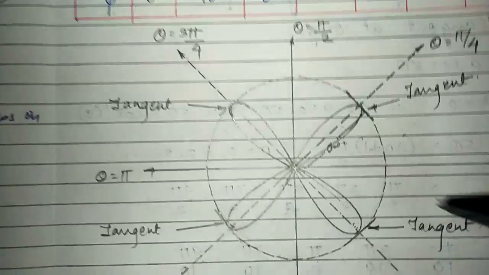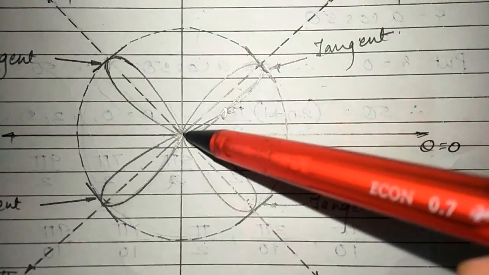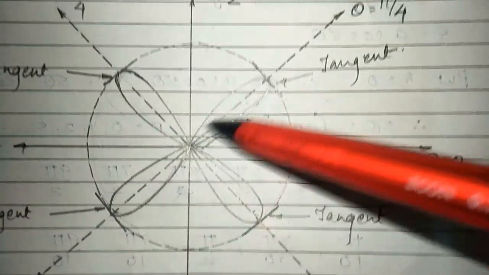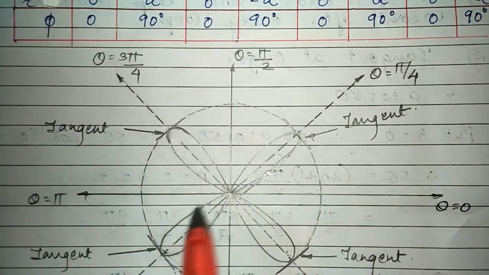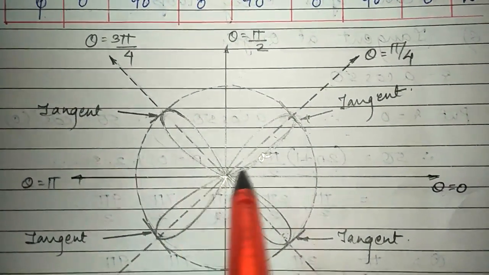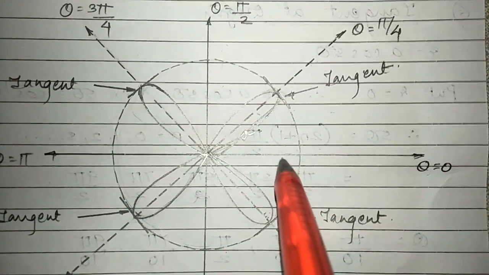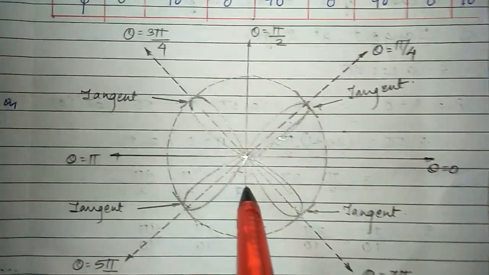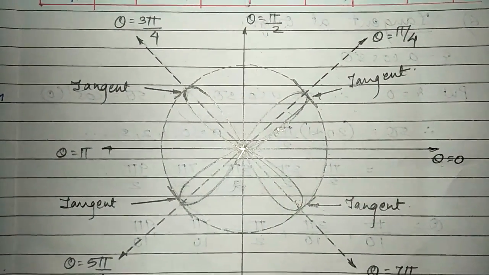They are the tangents at the origin. We can see theta is equal to 0, this is a tangent here. Then theta is equal to pi by 2, then theta is equal to pi, then theta is equal to 3 pi by 2, and 2 pi is again theta is equal to 0. You can see they are the tangents to the curve at the origin.